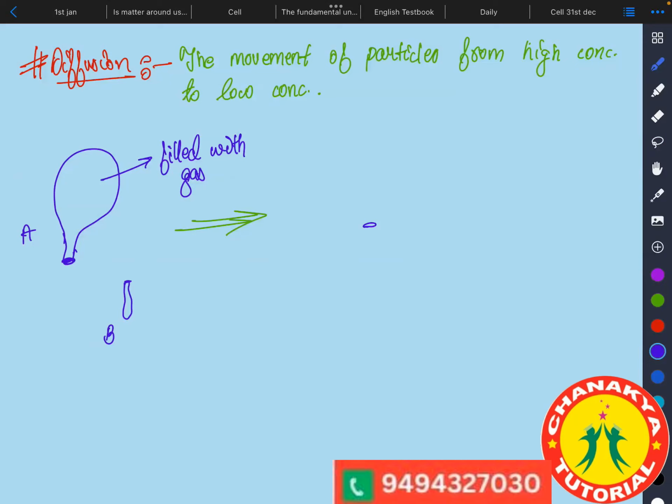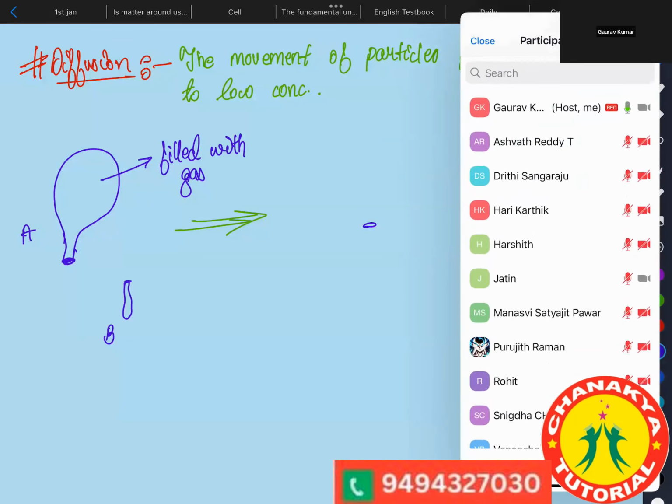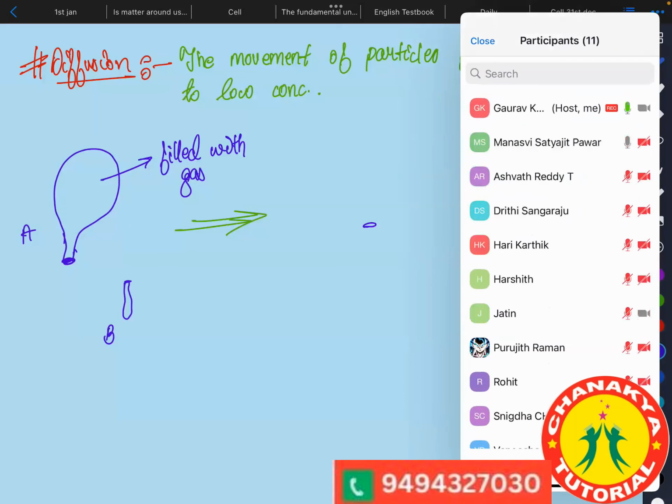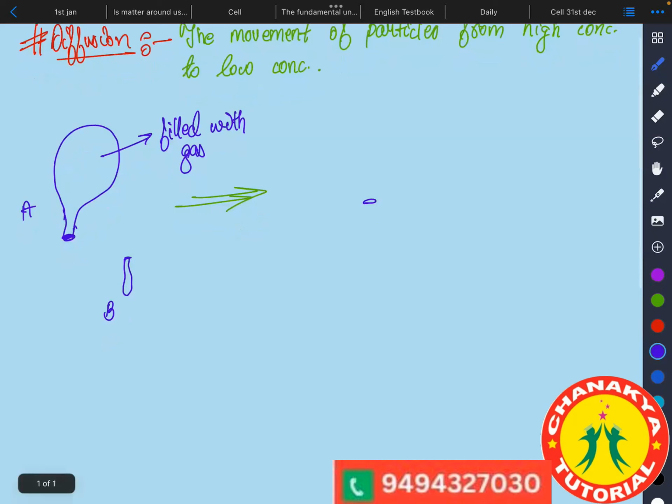Okay, I will come to this example of gas-filled balloons, but first let's talk about the doubt which was asked. Who asked this? Manasvi, sorry. Manasvi asked this doubt about whether this phenomenon occurs in energy also. Can anyone tell about the flow of energy from high level to low level in terms of our environment, in terms of our daily lives? Can anyone tell?